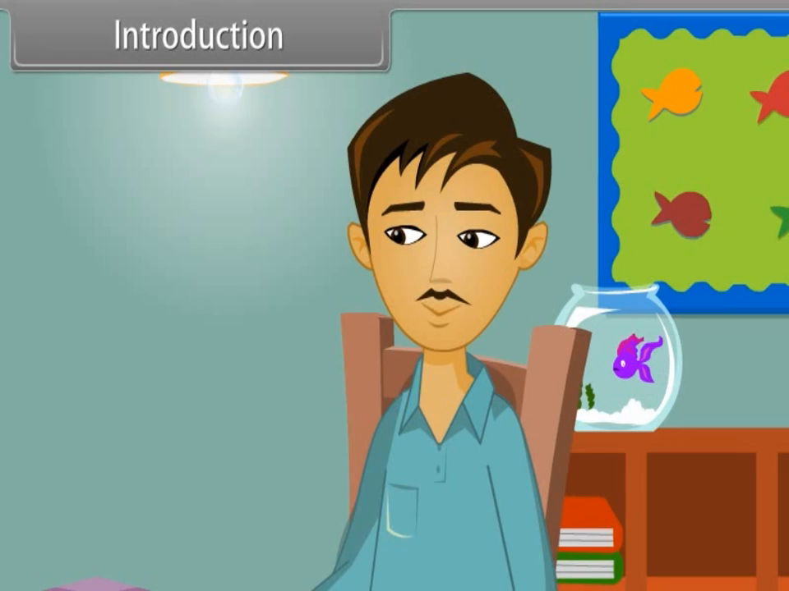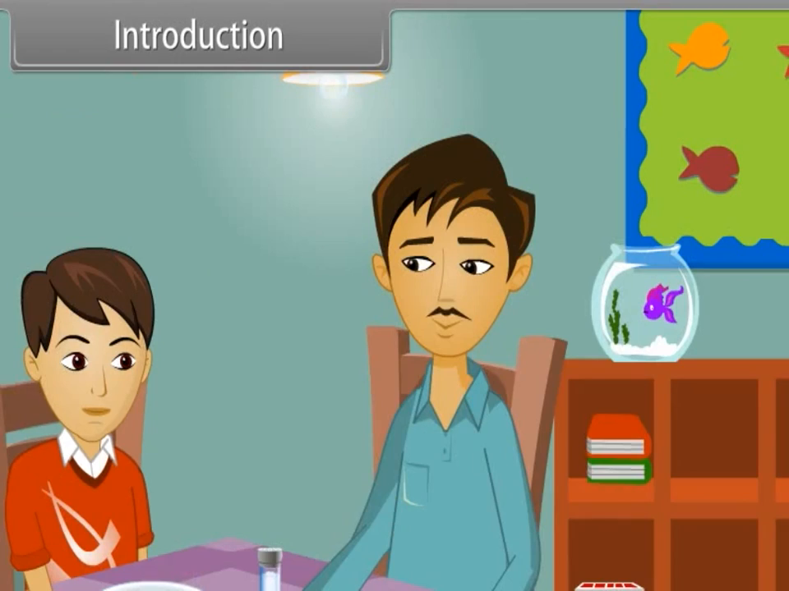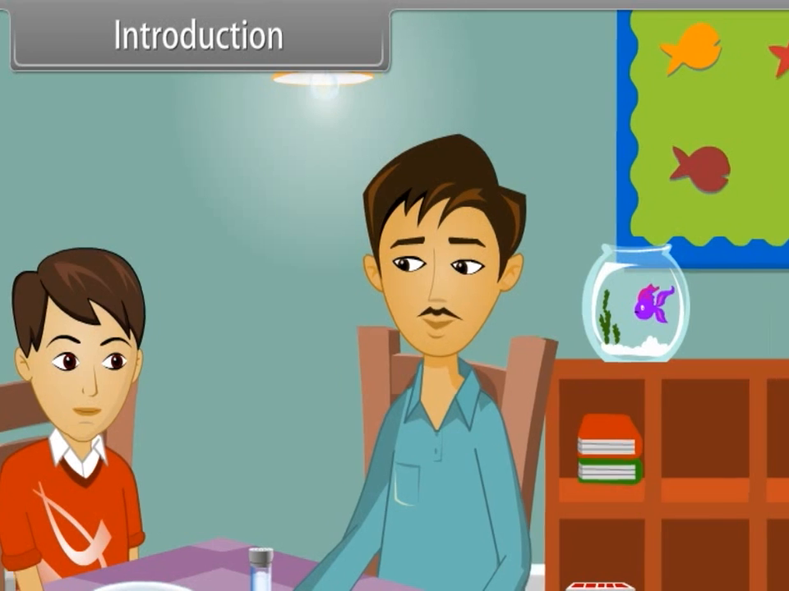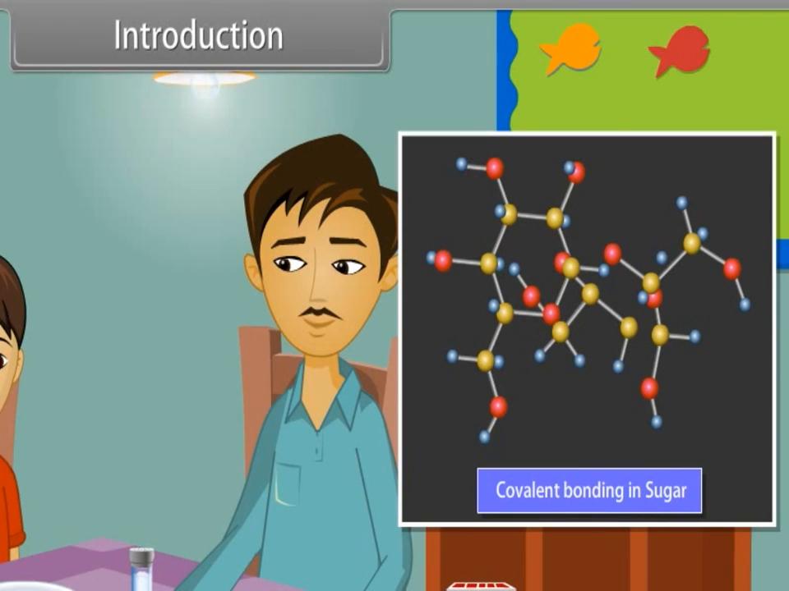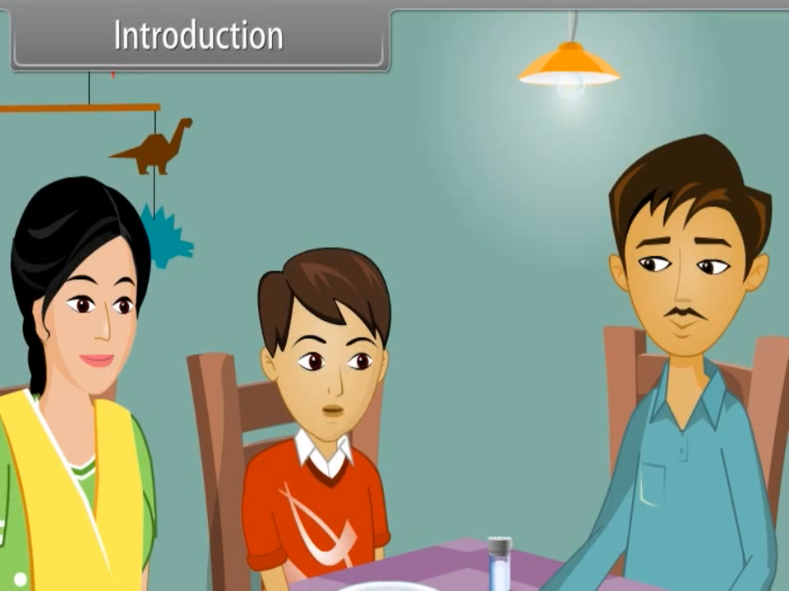Okay, so tell me, why do sugar and salt particles have different structures? Maybe due to different constituent particles? Son, your answer is right, but not appropriate. I will tell you. Every structure depends upon the nature of chemical bonding between them. In sugar, there is covalent bonding in the molecules, whereas in salt, there is ionic bonding in the molecules. Okay, Father, I got the reason and I want to know some more about that.